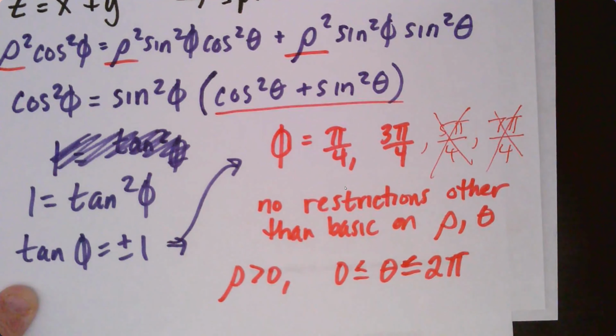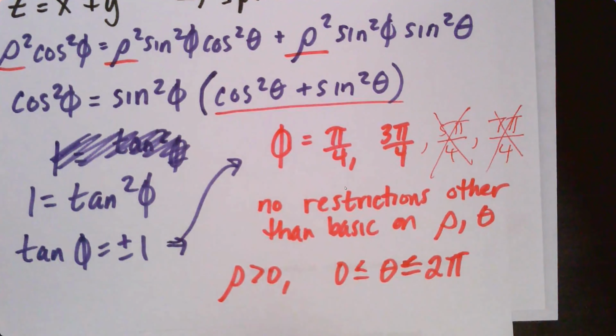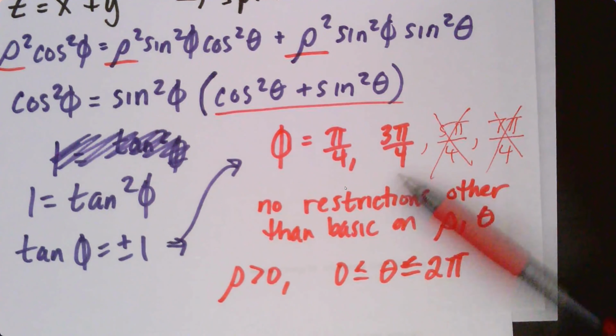Tangent phi equals plus or minus 1, which means we have no restrictions on rho or theta, which means that the radius can keep getting larger and larger and larger, extending from the center. And then theta is the circle part. The circle keeps getting larger. This is where we see the circular cones getting larger. As we get further from the origin, the circular cones get larger and larger and larger. And we're going to do it along the pi over 4 and 3 pi over 4 axes for phi.